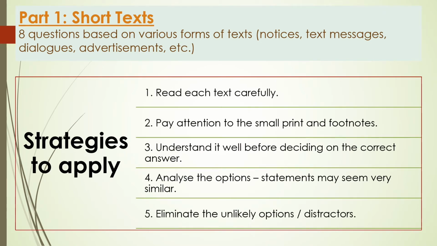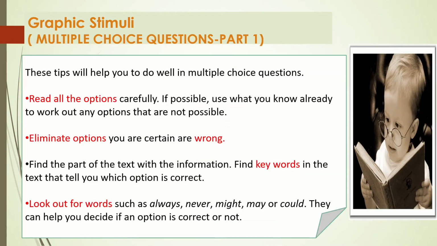Okay, for part 1 short text, 8 questions based on various forms of text: notices, text messages, dialogues, and advertisements, etc. What you have to do is, number 1, read each text carefully. Then number 2, you need to pay attention to the small print and footnotes. Number 3, you need to understand the question well before deciding on the correct answer. Number 4, analyze the options. Statements may seem very similar. Okay, number 5, eliminate the unlikely options or distractors.